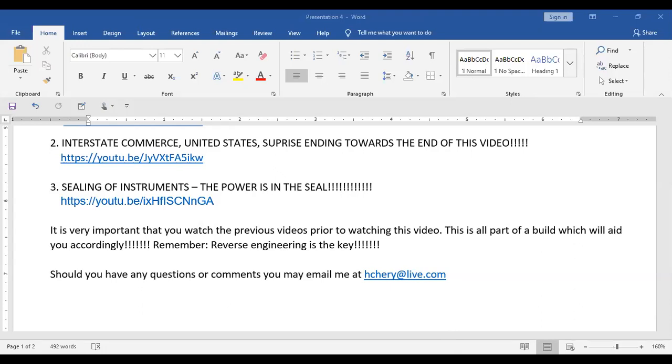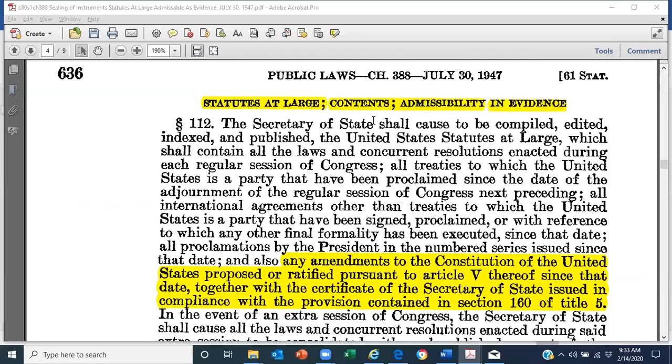Let me make sure you can see the screen here. This will be a short yet powerful video. This is aiding you in connecting the dots. Trust me, this is needed. So here we go: Statutes at Large, contents, admissibility in evidence.